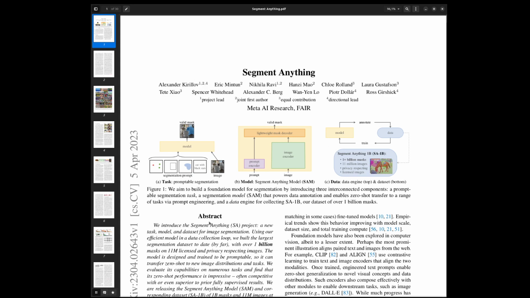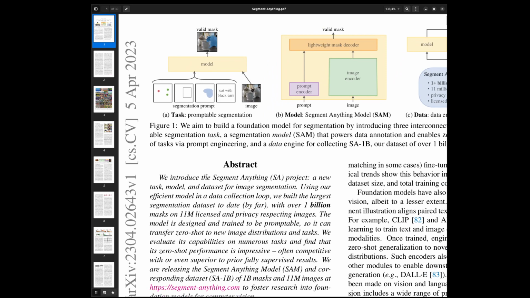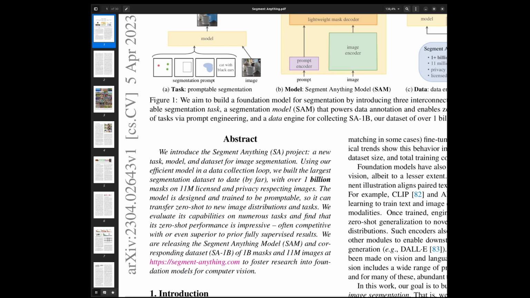So let's go ahead and read the abstract. We introduce the Segment Anything project, a new task, model and dataset for image segmentation. Using our efficient model in a data collection loop, we build the largest segmentation dataset to date by far. Here there is a little bit of flexing by Meta, with over 1 billion masks on 11 million licensed and privacy respecting images. The model is designed and trained to be promptable, so it can transfer zero shot to new image distributions and tasks.